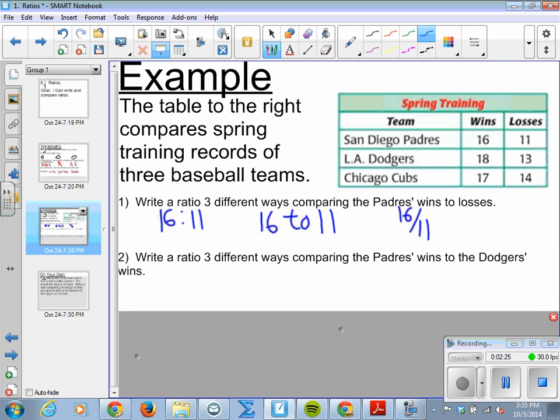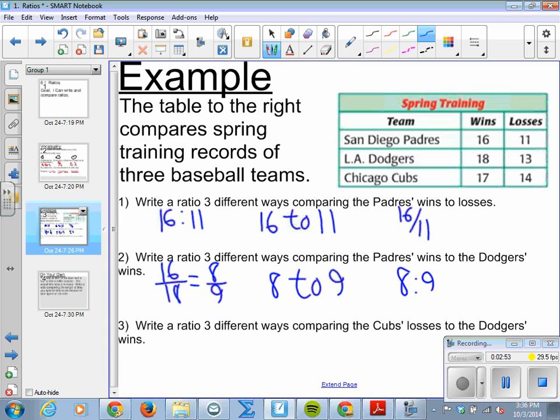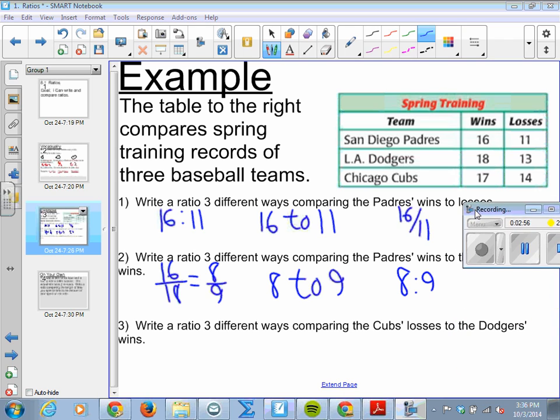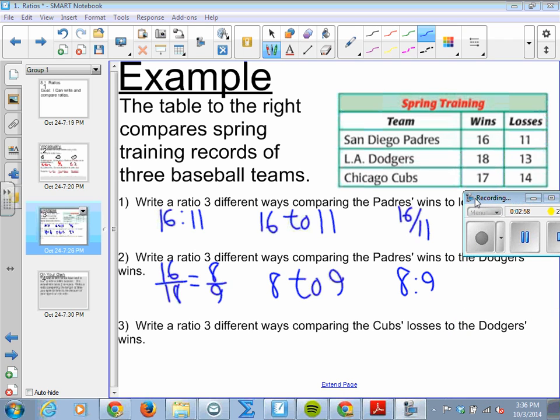Next we have Padres wins to Dodgers wins. So the Padres won 16 games. The Dodgers won 18 games. Like fractions, ratio should always be in lowest terms. So 16 to 18 becomes 8 to 9. And once we do it one time, we know we can just have 8 to 9 moving forward. Lowest terms always.